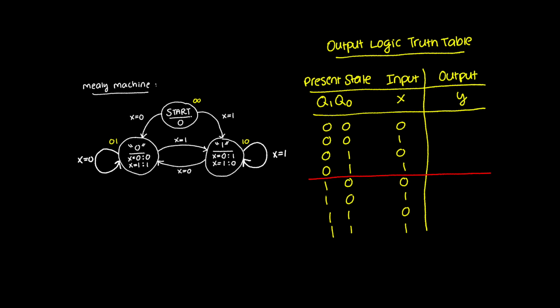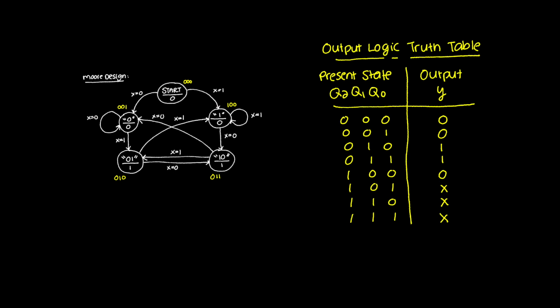So when we sit down to do the output logic truth table, I mean, I've already filled this in, so I've kind of given the game away, but you can see that as opposed to in the Moore model, which was over here, so in the Moore model, my output was dependent only on my present state. Now, I also had 8 rows simply because my present state was represented by 3 binary variables.